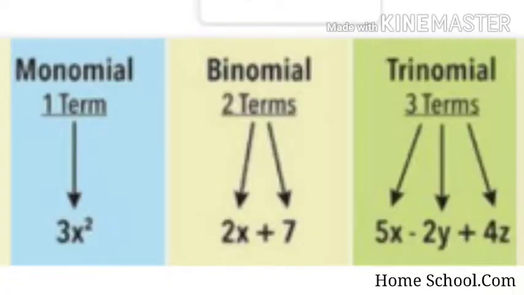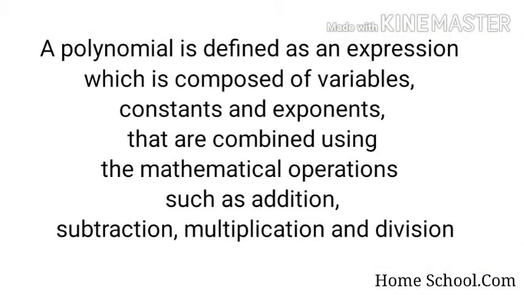Let us understand monomial. Mono means one term: 3x square is one term. Binomial is two terms: 2x plus 7, where 2x is one term and 7 is another term. Trinomial is three terms: 5x, 2y, and 4z. The variables x, y, and z are different, so it's a trinomial.